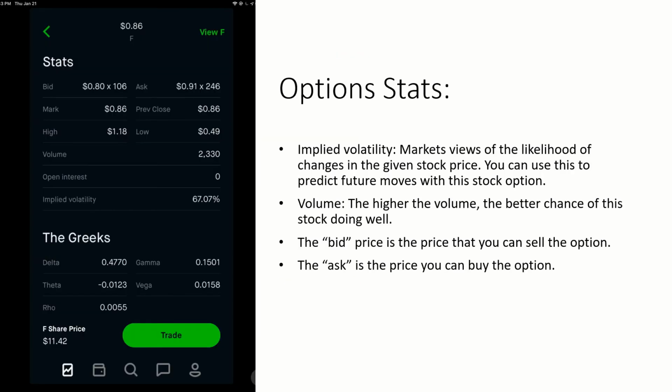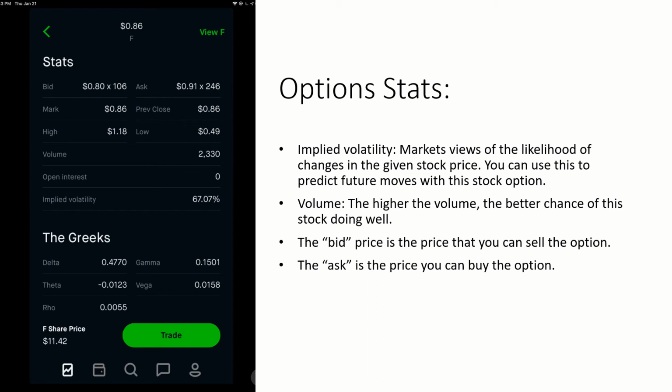Option stats. A lot of people don't even know what this stuff is. They don't even look down at it. Like I said, if you are a day trader, I'm pretty sure you're not looking at this. If you plan on getting out of the stock quick, I'm pretty sure you don't plan on looking at this. So like I said, the bid price is the price that you can sell the option. The ask price is the price you can buy the option.